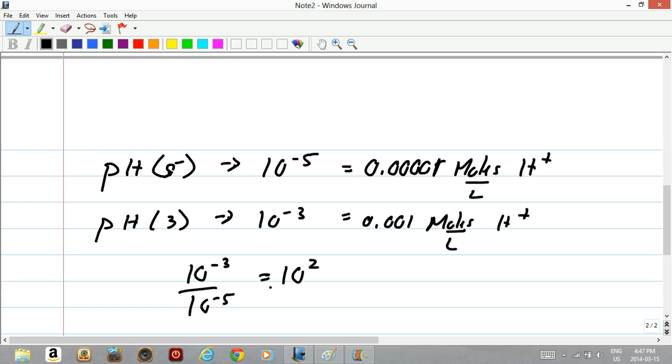Okay, so that means that our pH 3 solution is 100 times stronger or more concentrated than our pH 5.